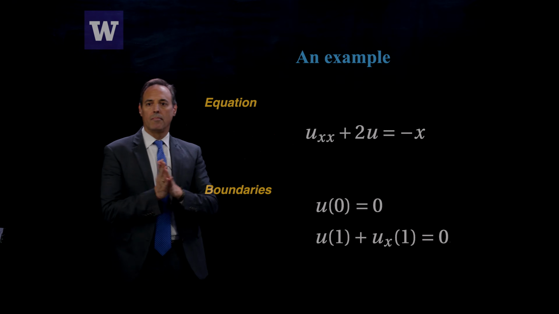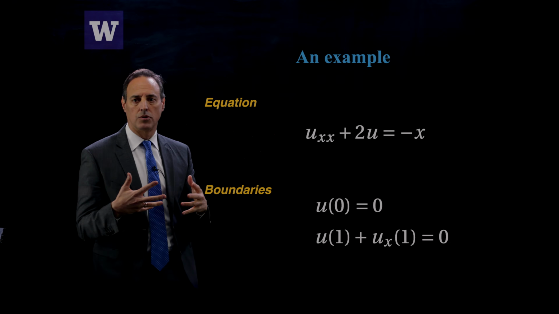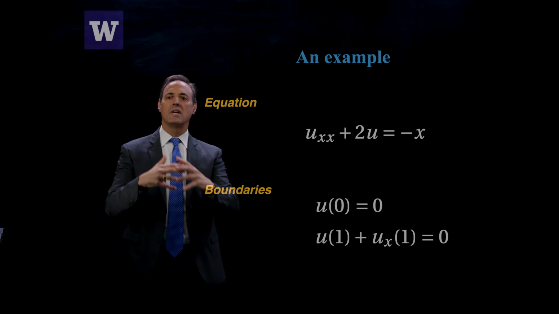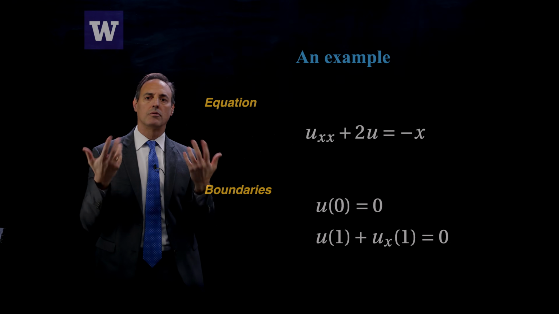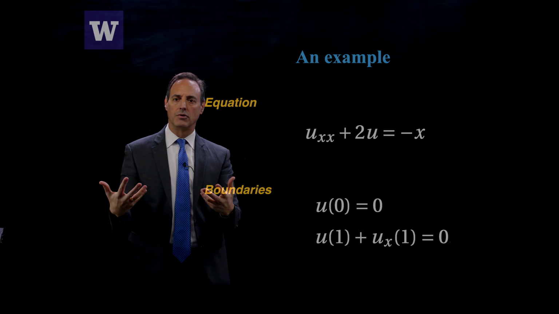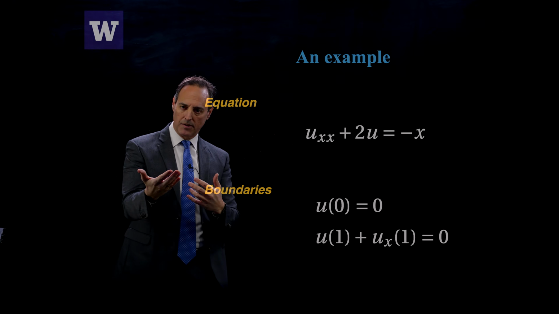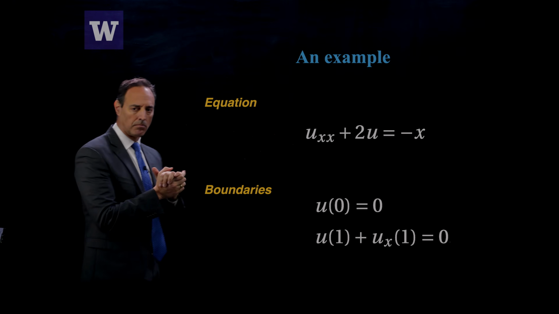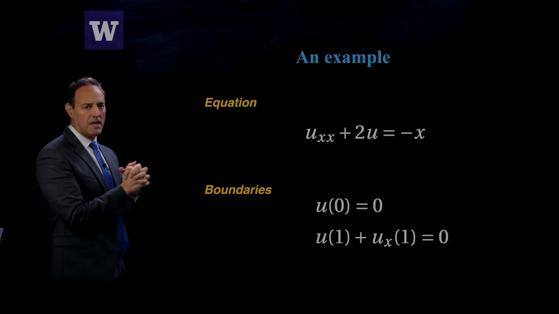So let's do an example. We've computed everything. Everything is just expanded in terms of this eigenfunction basis. Then we just project everything into this space and represent the solution as an infinite sum in this space. So let's do an example.